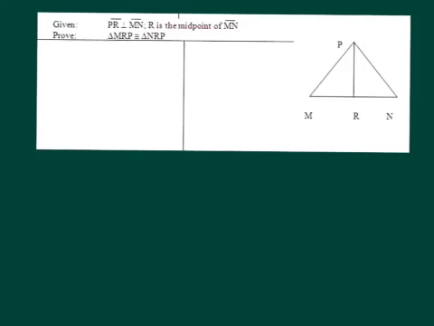So we have two more triangles, and of course we have a given, two pieces of information again. So our first piece of information in the given is that segment PR is perpendicular to segment MN. And I can say that because it's my given, so I'm going to make note of that on my picture.